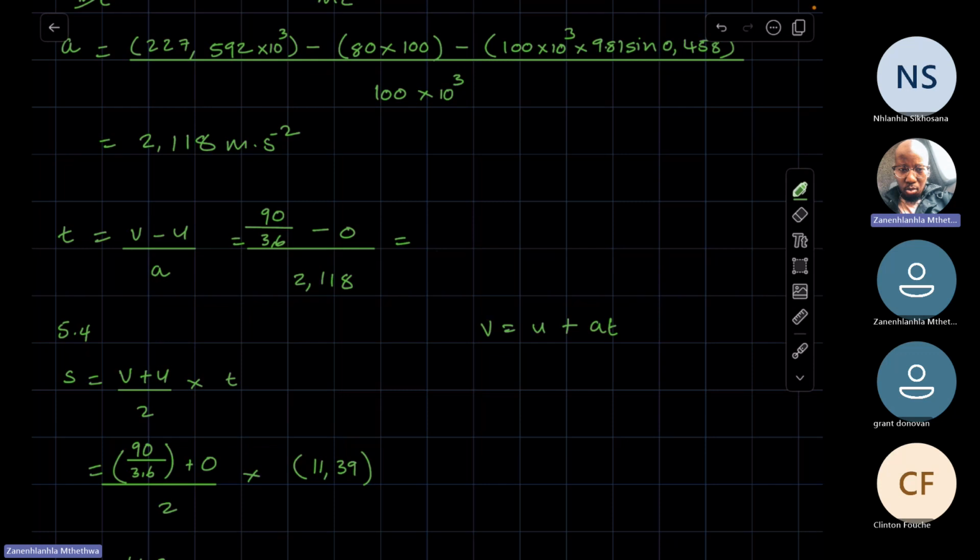And then we are going to get 90 over 3,6 minus 0 divided by 2,118. So I am getting here 11,804 seconds, right? Now I would suggest that for seconds, you do not use S, right? Always use SEC for seconds, right? Because you don't want your marker to confuse S for a 5.